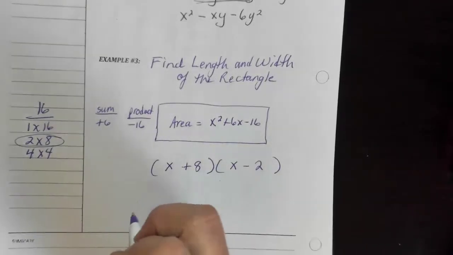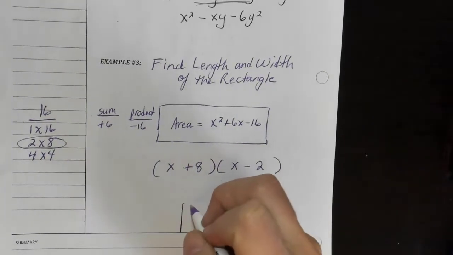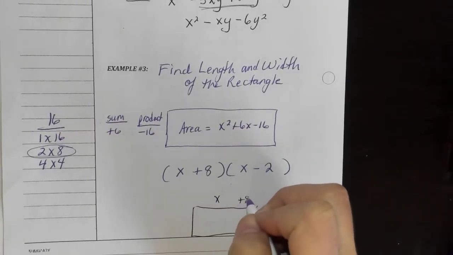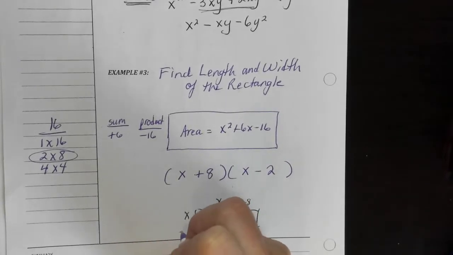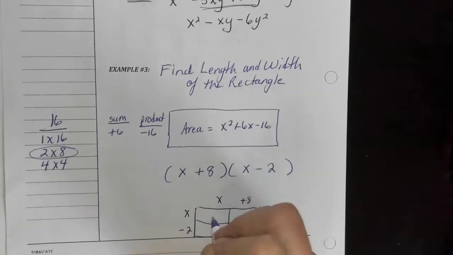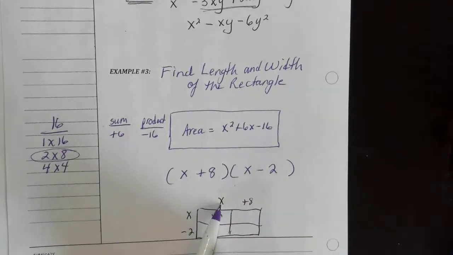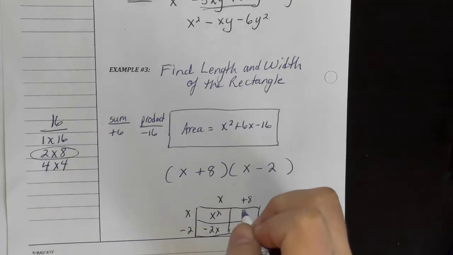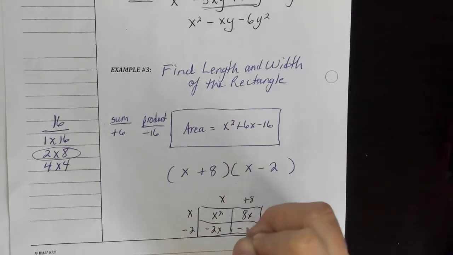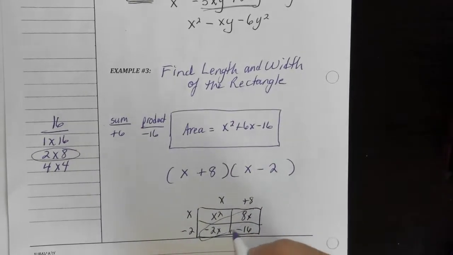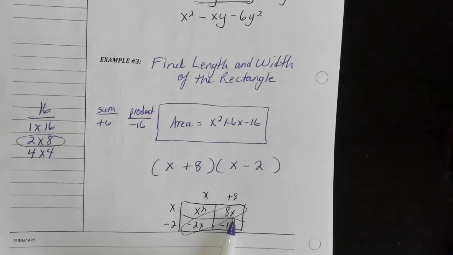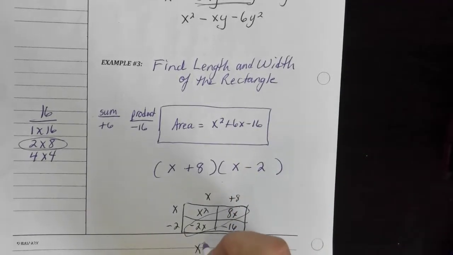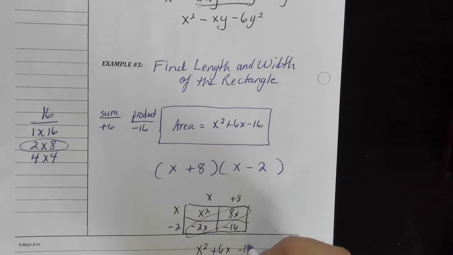Again, we are going to check using FOIL or area model. I'll do the area model this time. I think the last one I did FOIL. And we've got x plus 8 and x minus 2. X times x is x squared. Negative 2 times x is negative 2x. X times 8 is 8x. And 8 times negative 2 is negative 16. I'm going to collect the terms that just have an x with them. And if I have 8x, take away 2 x's, that does give me 6x. So in the end, I get x squared plus 6x minus 16.